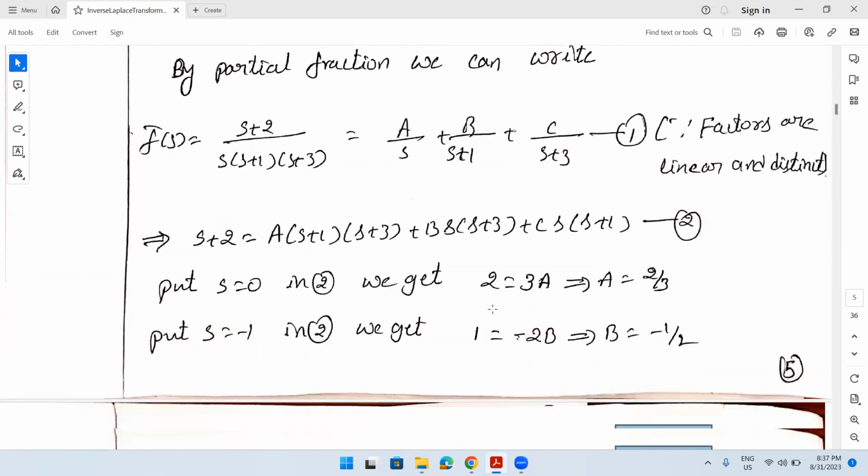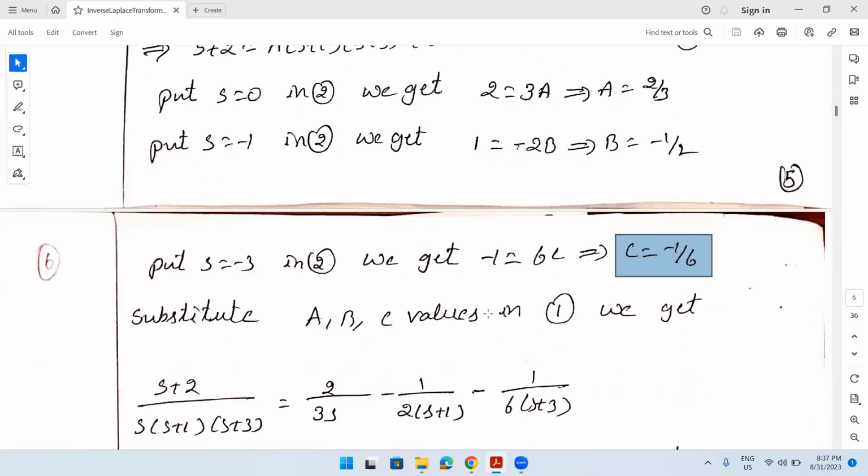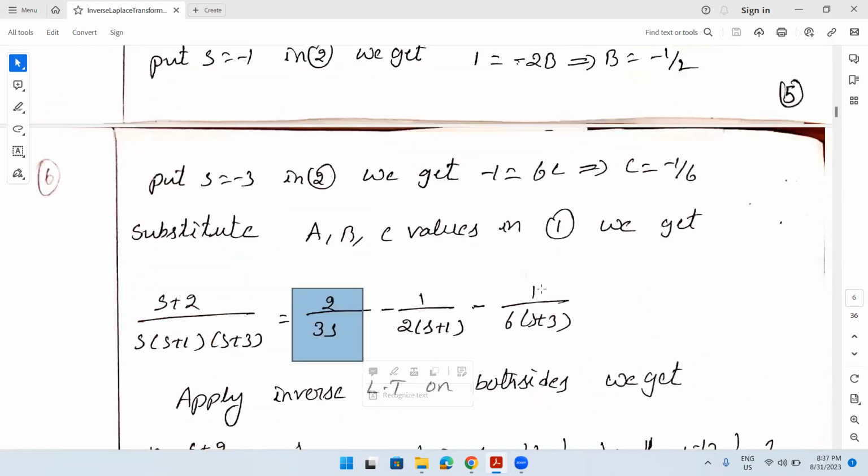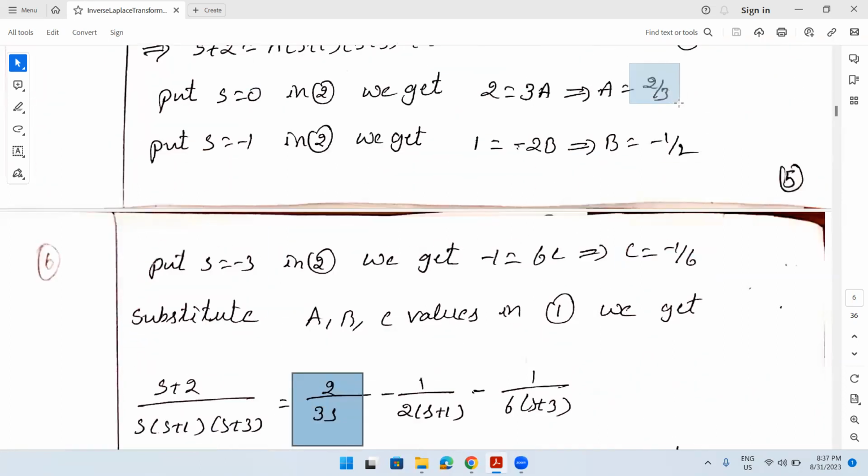This you can easily understand by seeing this solution. Substituting A, B, C values, the quotient (s plus 2) by s into (s plus 1) into (s plus 3) becomes: A by s, what is A value? 2 by 3, so 2 by 3s. B by s plus 1, what is B? Minus 1 by 2, so minus 1 by 2 into (s plus 1). C by s plus 3, what is C value? Minus 1 by 6, so minus 1 by 6 into (s plus 3).